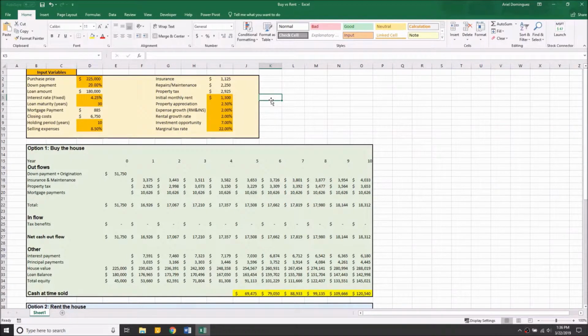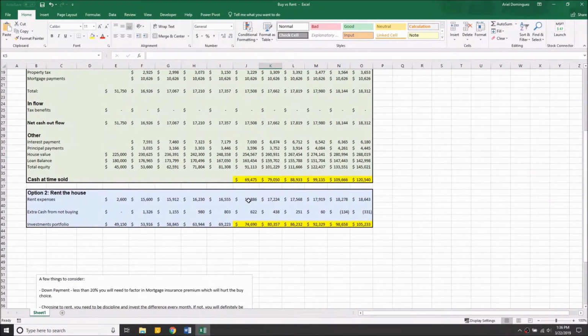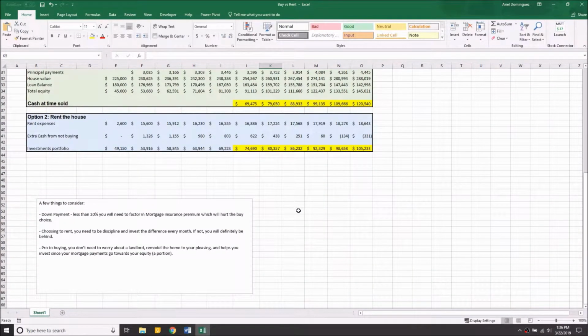Now, I just want to take a look at some final non-monetary considerations. So this does not include money. A few things to consider is, if you choose to rent, you need to be disciplined and you need to invest the down payment that you would have originally put for the home, and you need to invest every single year the difference between buying and renting. If you don't, you'll be significantly behind, no doubt about it. That's kind of a con to renting, that you've got to be disciplined.